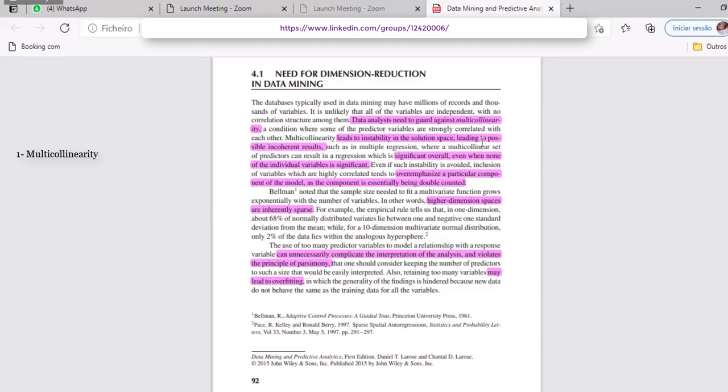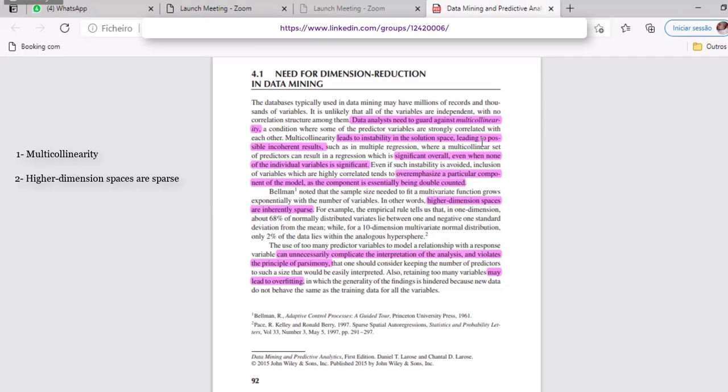The second problem is that the higher the dimension, the sparser the results are. So we have fewer important or precise results. And also, if we have too many variables, the size of the function will grow exponentially, and it will not be tractable in terms of computing or understanding for us.